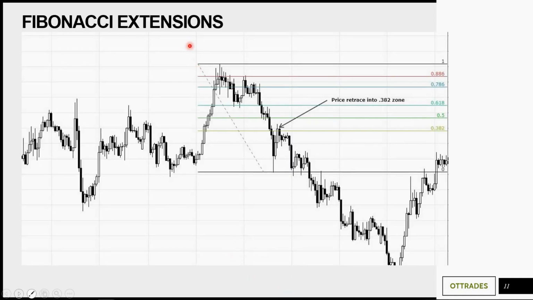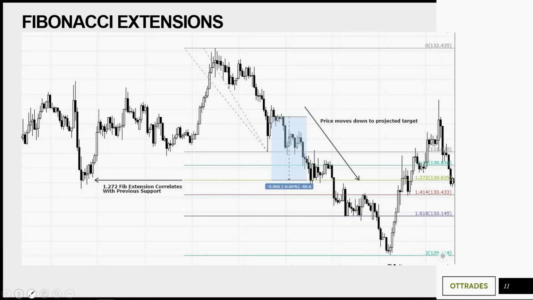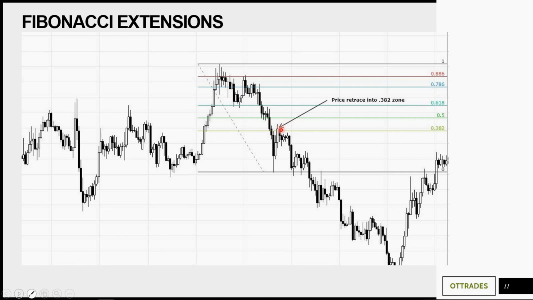So fib extensions, obviously we've got our fib retracement tool here. We've had the swing high to swing low. So imagine you can't see any of this price action here. We've just had this swing high to this swing low. We pull back up into the 382 zone. We'd be looking to enter short on this pullback because we want to catch a trade in the same direction as the trend. So we've entered short.